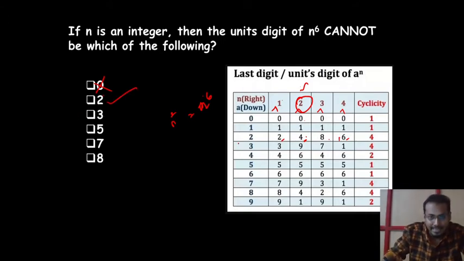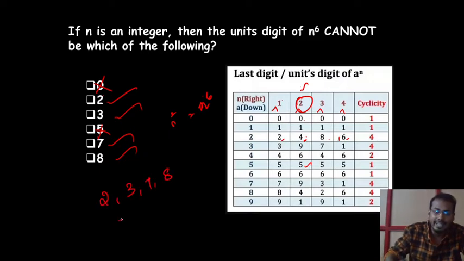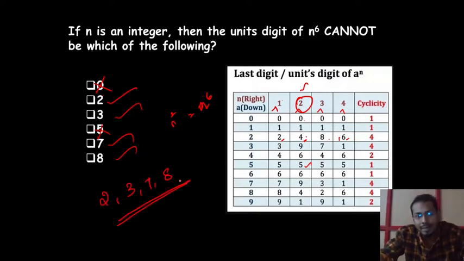There are multiple answers. 3, there is no 3. Then 5, we had 5, so this will not be an answer. And 7, no, so this is an answer. And 8, no, so our answer is 2, 3, 7 and 8. All these 4 numbers will not come as the unit digit of the power of 6. This is the first question.